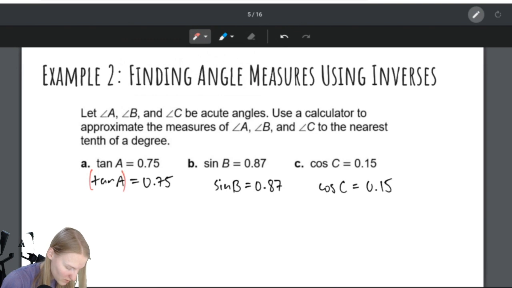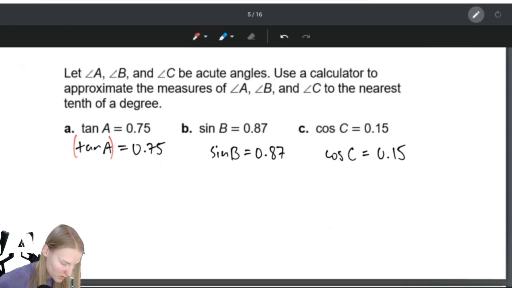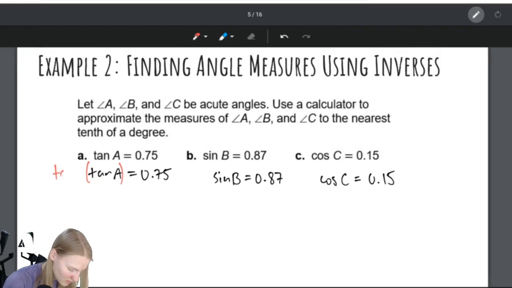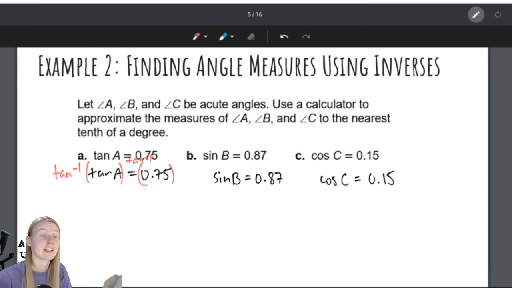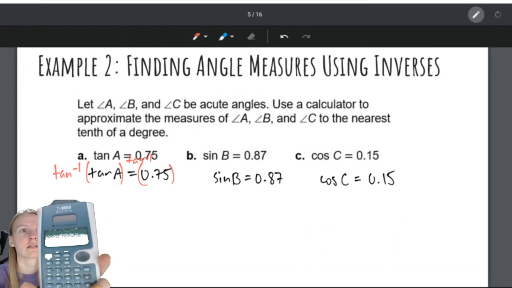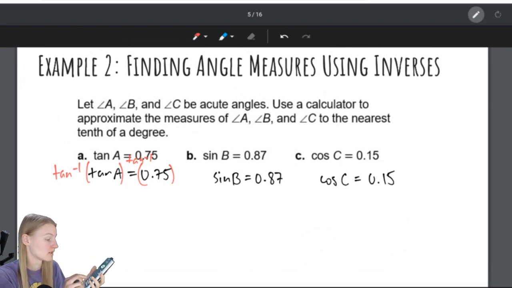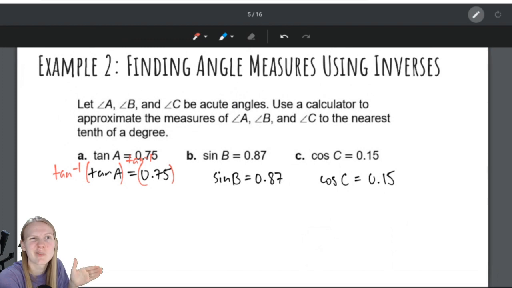To undo tangent, we need to take the tangent inverse of both sides. Luckily, there's a handy button on your calculator for this, where the tangent normally is. You just hit second, the green button up at the top, and then tangent, and it'll do the tangent inverse for you. Another YouTube video is coming today about how to use inverses on the internet. I didn't show you that in the previous video because I didn't want to confuse you since you didn't know what inverses were yet. So be on the lookout for that video later today.